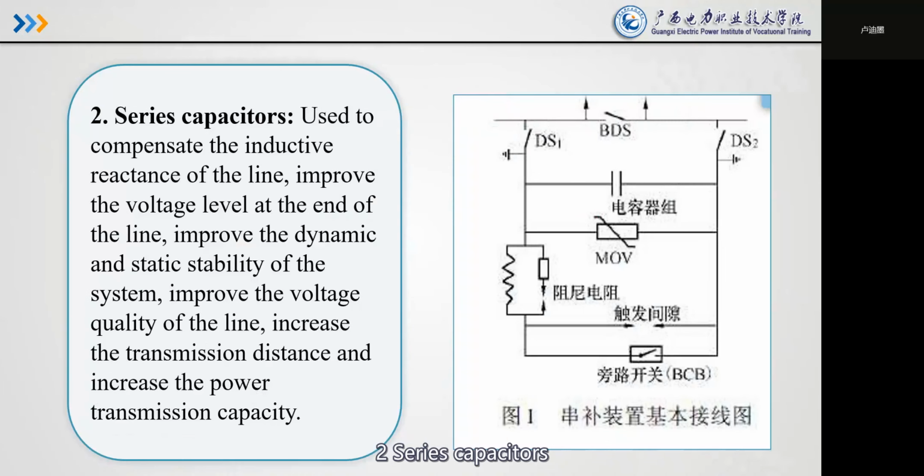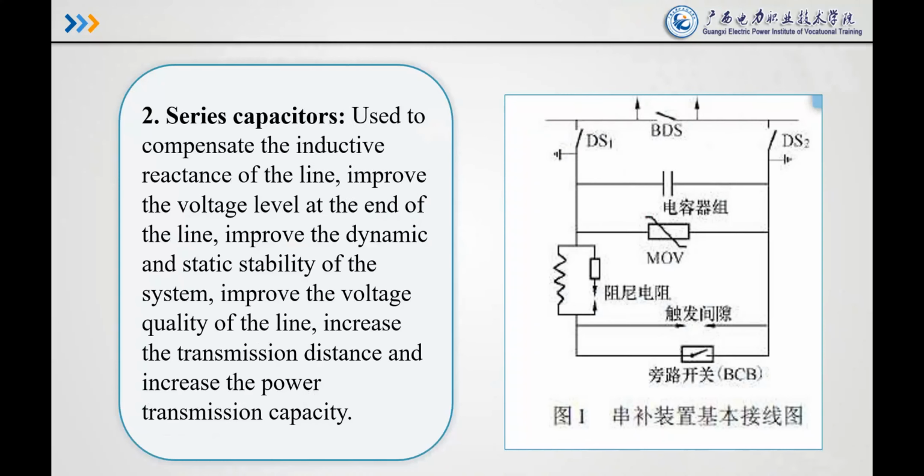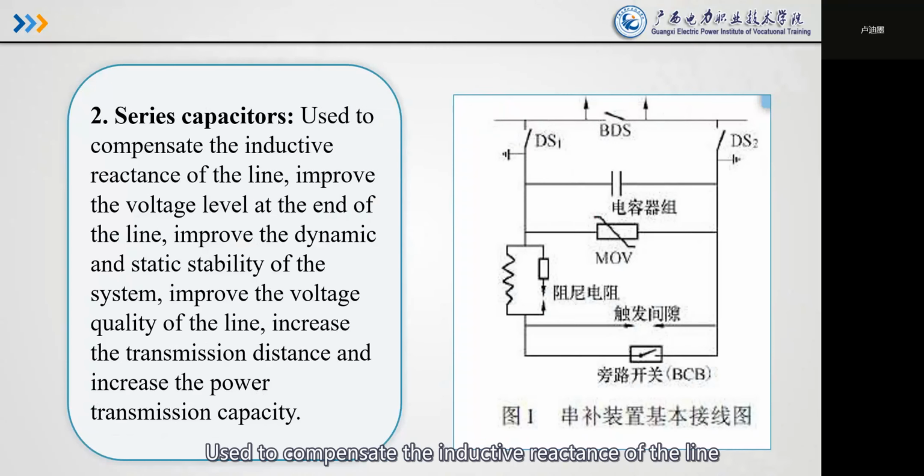2. Series capacitor. Used to compensate the inductive reactance of the line, improve the voltage level at the end of the line, improve the dynamic and static stability of the system, improve the voltage quality of the line, increase the transmission distance, and increase the power transmission capacity.